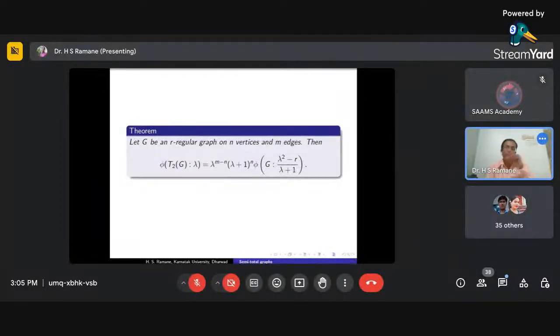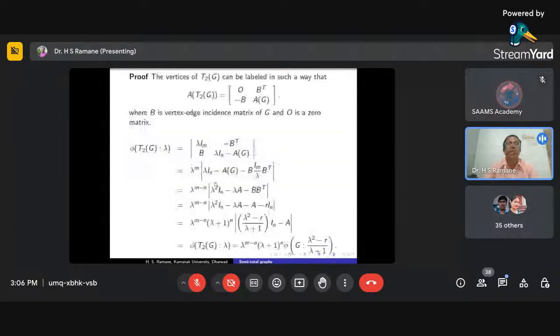Next, for the semi-total point graph. In the same way, if G is a regular graph on n points and m edges, then the characteristic polynomial of the semi-total point graph is given in this form. That is lambda raised to m minus n, lambda plus 1 raised to n, phi of G with this parameter, lambda square minus r by lambda plus 1. So here also one can label the vertices of T2G in such a way that you will get the adjacency matrix of T2G in this form. Then using the definition of the characteristic polynomial, one can express the characteristic polynomial of T2G in the form of this, that is lambda raised to m minus n, lambda plus 1 raised to n, phi of G.